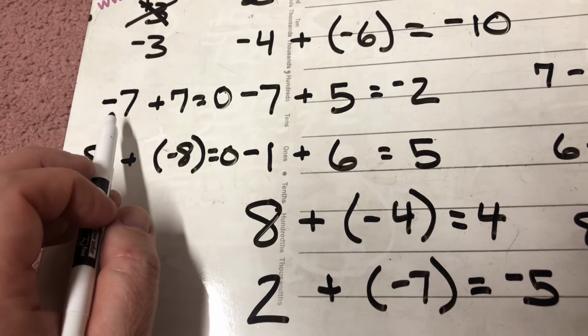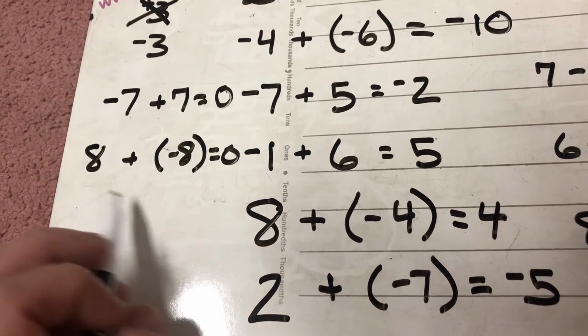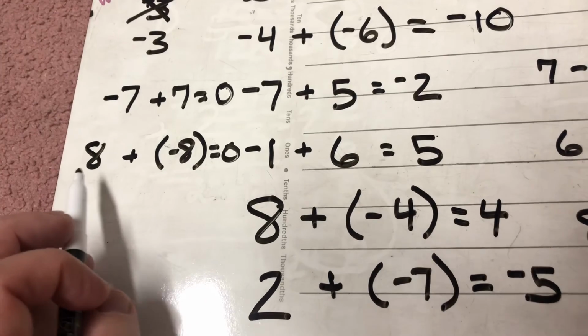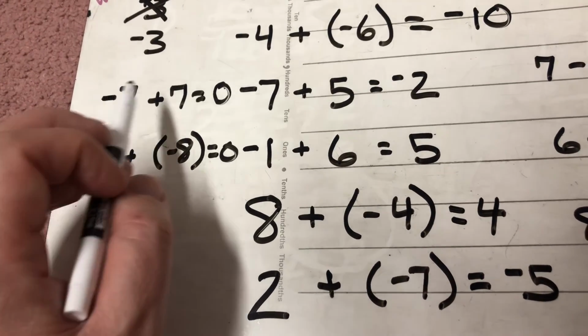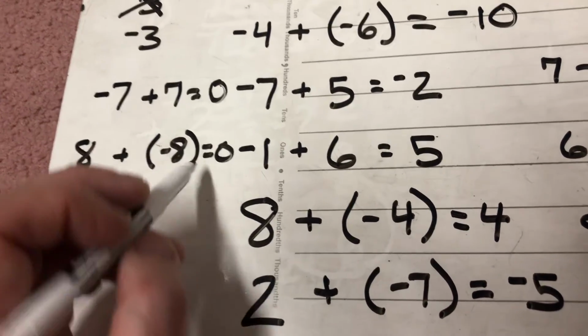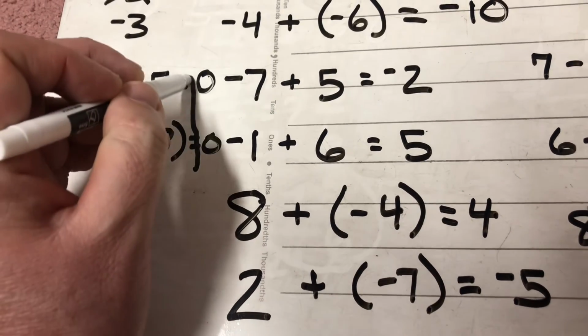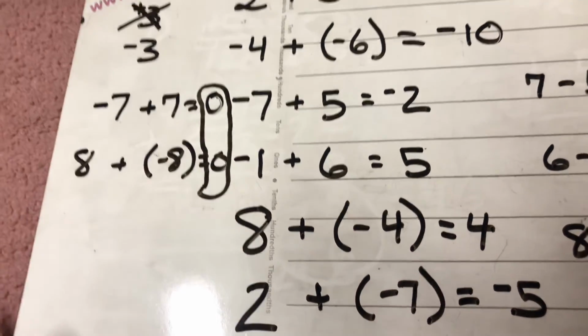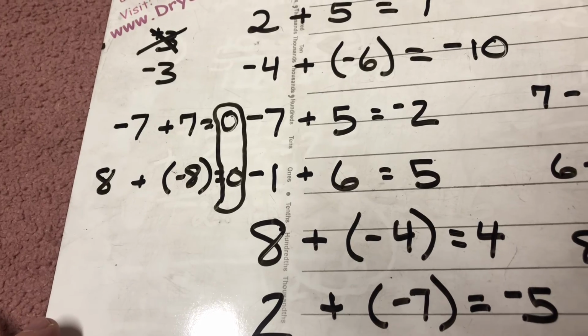If one digit is negative and one digit is positive, it doesn't really matter which comes first, the positive or the negative. If they're both the same digit, one is negative, one is positive, the answer is always going to be 0. All right. Next class, subtracting integers.